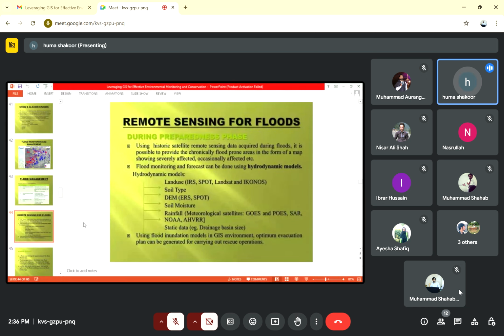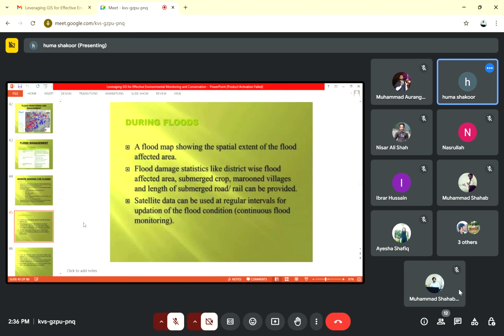That is really important. If you have the map of the area, if you know the peak points, if you know the damages and all of these things about the floods, it will be very easy to access that area or control the disasters.